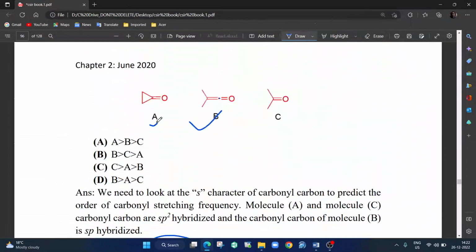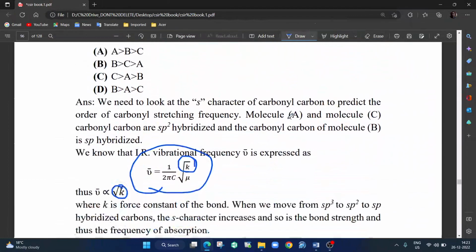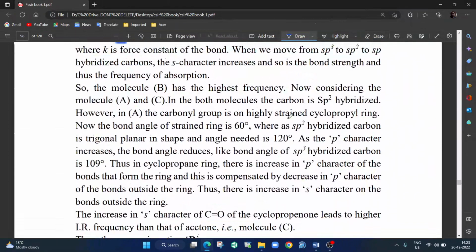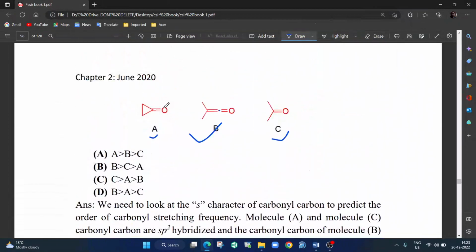Now we have to compare between A and C. What happens in A and C? In A we have cyclopropane. Cyclopropane is a highly strained ring. See this angle, it is 60 degrees. What is the angle required? The angle required for sp3 is 109, whereas the bond angle required for sp2 is 120. That means sp2 is more uncomfortable than sp3 hybridized.